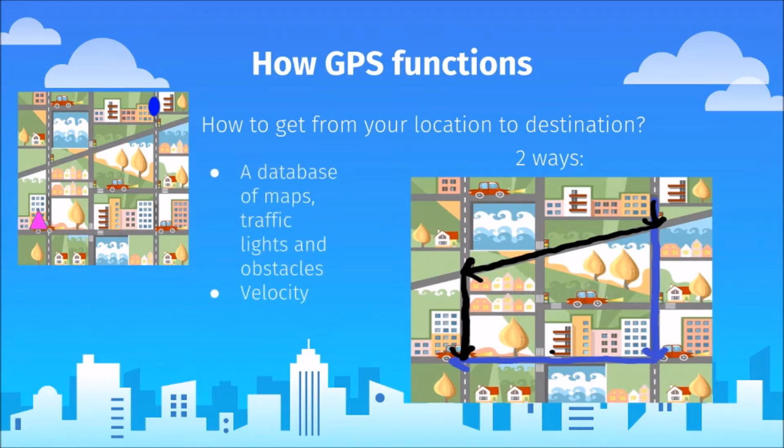Now, depending on, let's say, traffic and how far the distance is and how fast your velocity will be, the GPS will create these vector lines and add them up to calculate the total time and the total distance. And depending on whether there's any traffic or any accidents, it will reroute and give you a new route so you can reach your destination quicker.